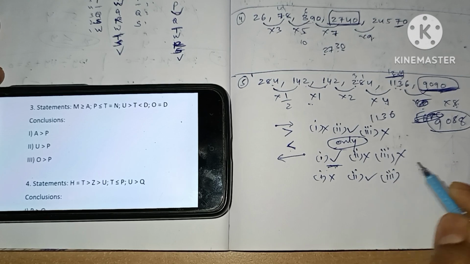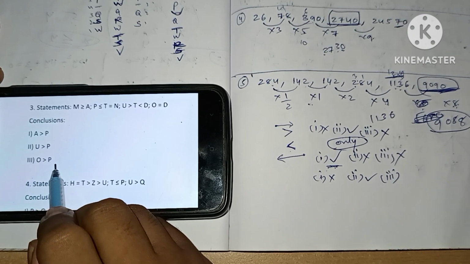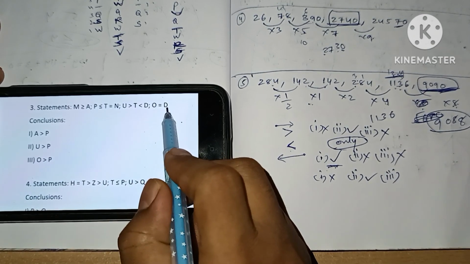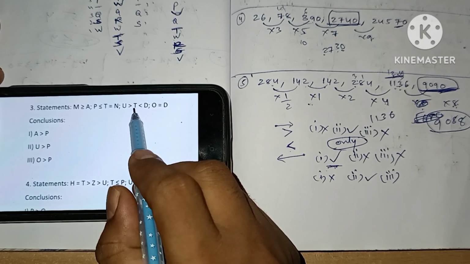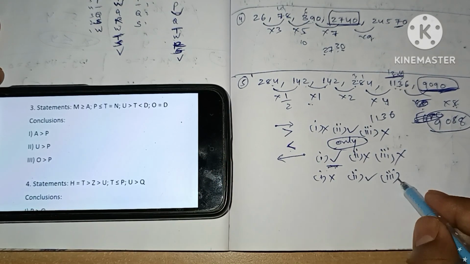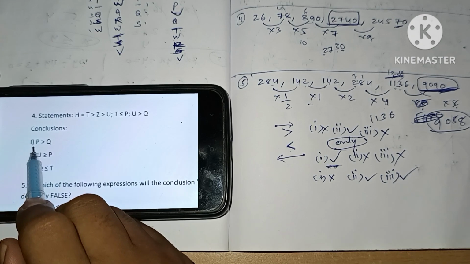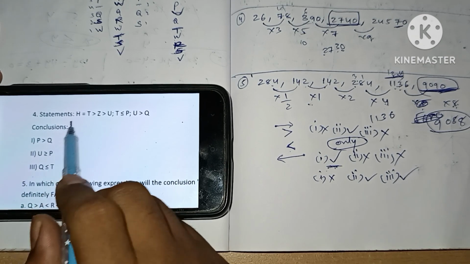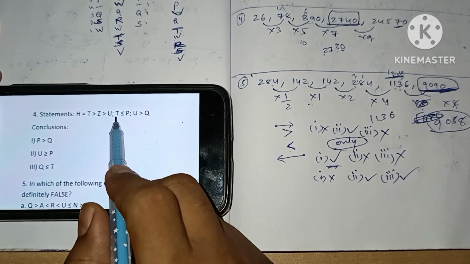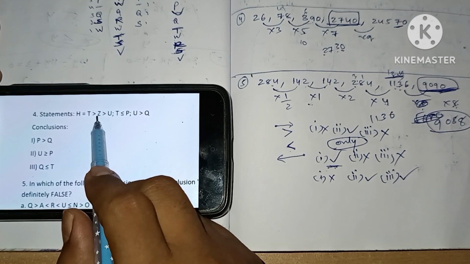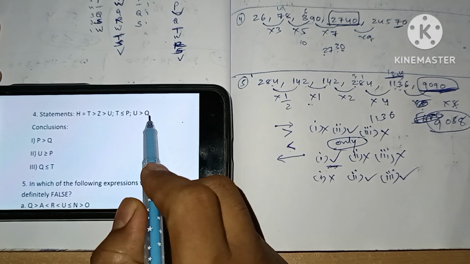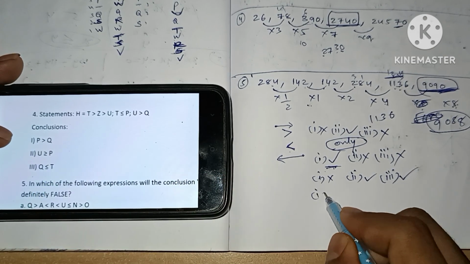Third conclusion. The flow from O to P. From O we can reach to D. From D we can reach to T. From T we can reach to P. So third conclusion is true. Next, fourth question. The flow from P to Q. From P we can reach to T. From T we can reach to Z and U. From U we can reach to Q. So first conclusion will be true.